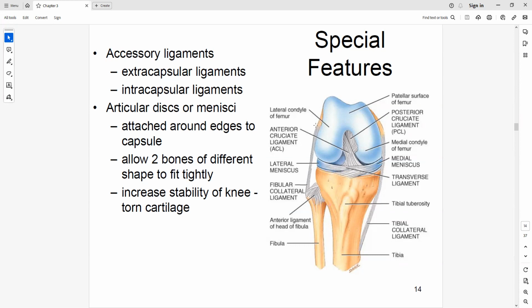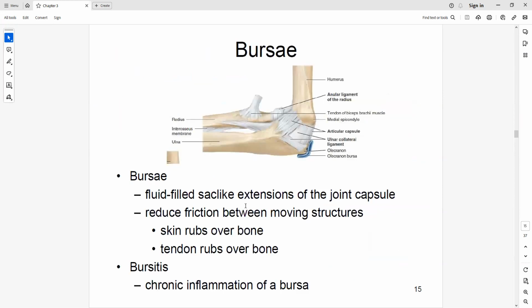Again, there are structures in other joints as well that function similarly. So you would not see these types of structures in the fibrous type or cartilaginous type joints.